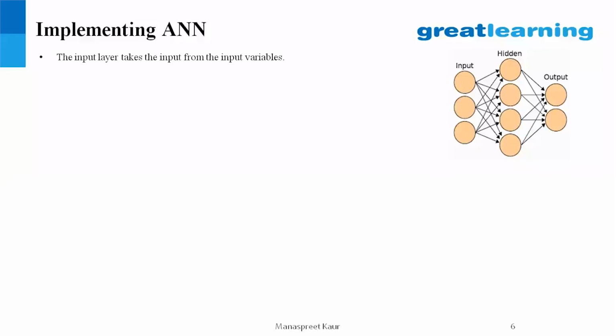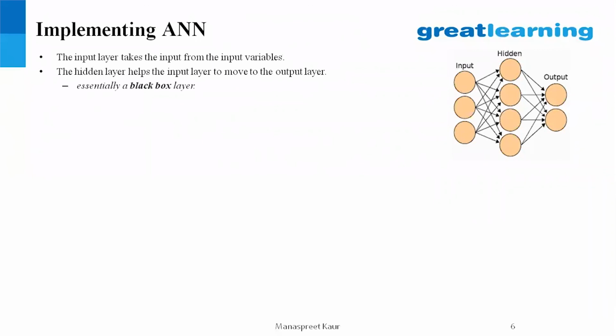What happens here is that the input layer will take the input from the input variables. Say you have 3 variables here. Each of the neurons that you see in the input layer will have data from 1 variable each. The hidden layer will help the input layer to move to the output layer. The input layer will pass the information to the hidden layer with the weights present, and then the hidden layer will move that data to the output layer.